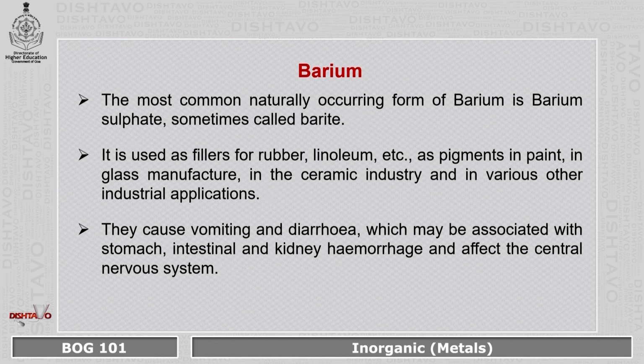Barium: the most common naturally occurring form is barium sulfate. It is sometimes called barite, which is used as a filler for rubber, linoleum, as a pigment in paints, in glass manufacture, in the ceramic industry, and in various other industrial applications. It finds a common use. It causes vomiting, diarrhea, which may be associated with stomach, intestinal and kidney hemorrhages.